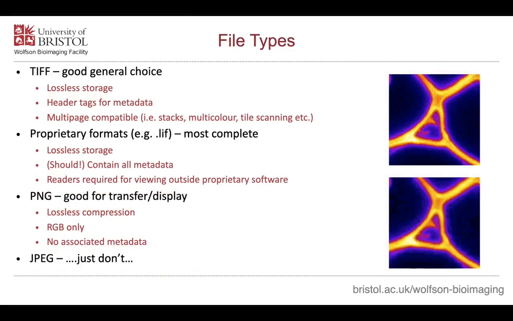So a quick word on file types before we start. Generally, TIFF is a really good choice if you have to force ImageJ or any other software program to save your image as a particular type. Generally, we would suggest just stick with TIFF format. They provide lossless storage. There are header tags for metadata.